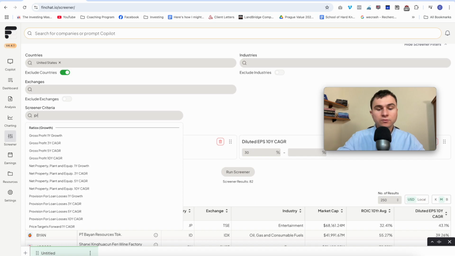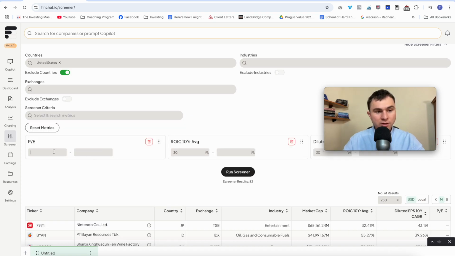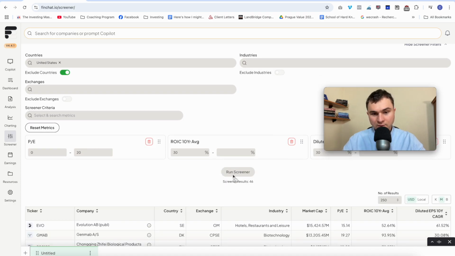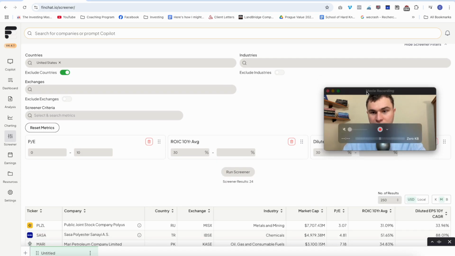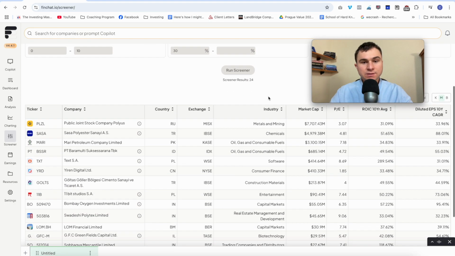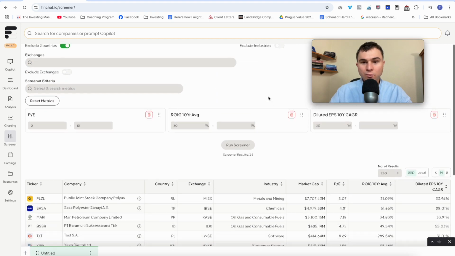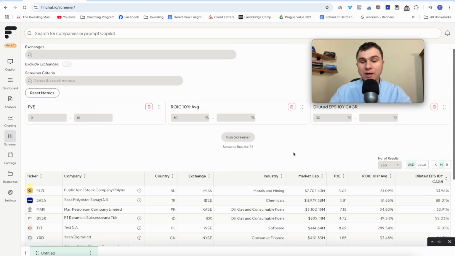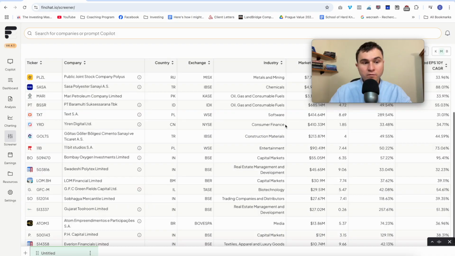So maybe I want to add something with the price, PE ratio. I want the PE ratio to be between 0 and 30. Let me check this. You have how many results? 53 results. And with a PE ratio of 20, how many? 46. With a PE ratio of 10, 24. Okay. Here is a list of 24 companies that have grown their earnings per share substantially over the past 10 years with high efficiency, high return on invested capital, and they are available here.